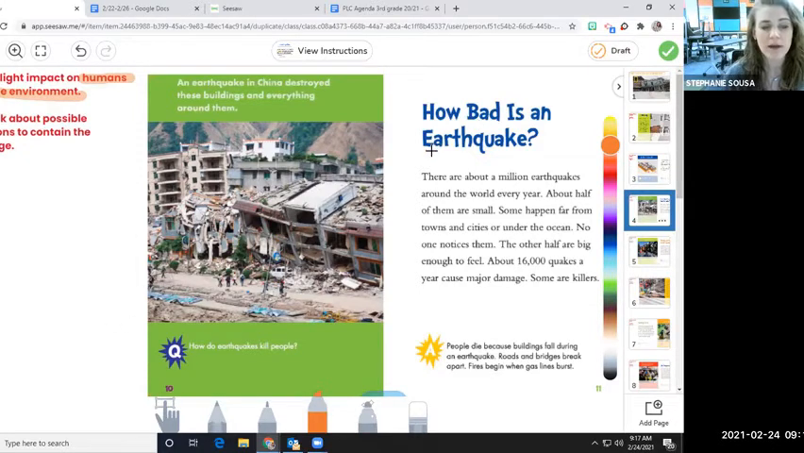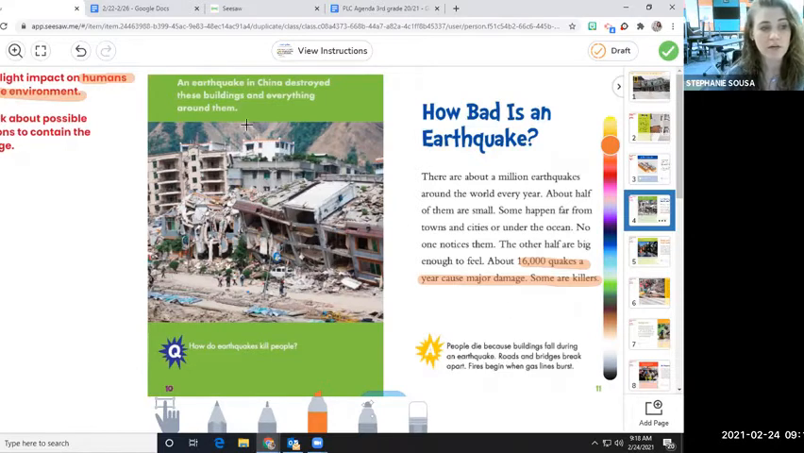How bad is an earthquake? There are about 1 million earthquakes around the world every year. About half of them are small. Some happen far from towns and cities or under the ocean. No one notices them. The other half are big enough to feel. About 16,000 quakes a year cause major damage. Some are killers.